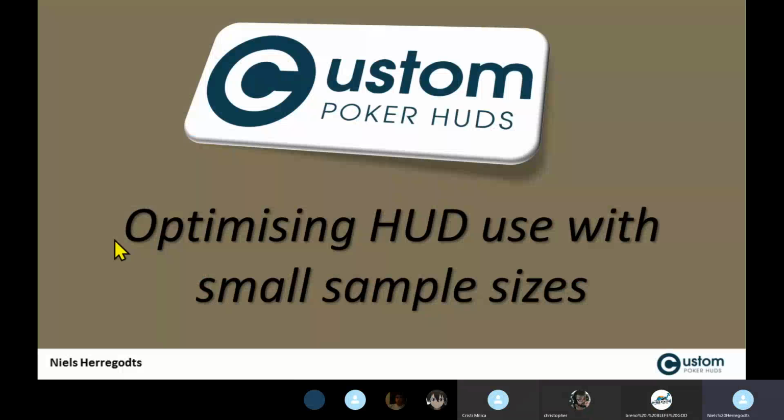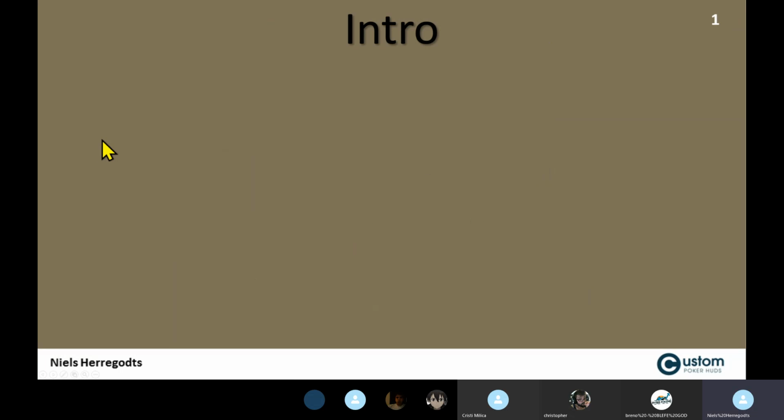Good, let's start. I will be talking about optimizing HUD use with small sample sizes, because especially these days a lot of guys just don't have many hands on them, especially in the quarantine time. There are guys that didn't play poker in 5 years and suddenly they jump in your game. But overall, there's still a lot of value in making good reads with very little info while still playing lots of tables.